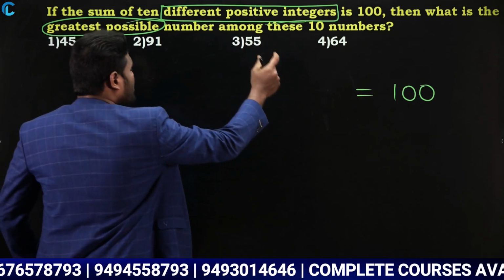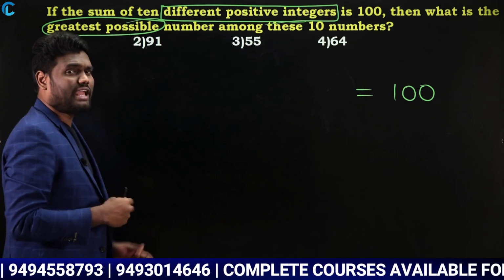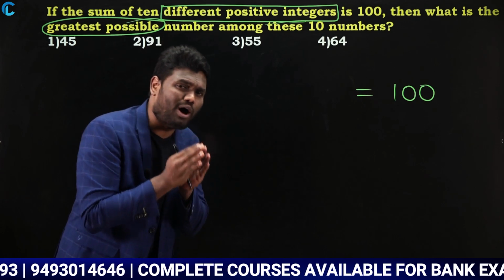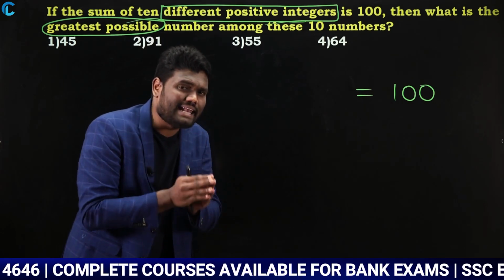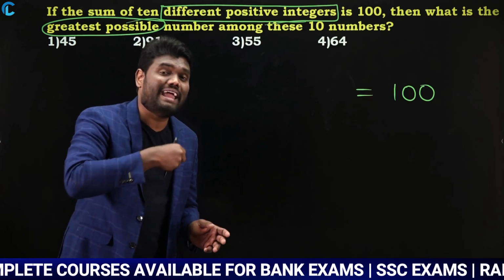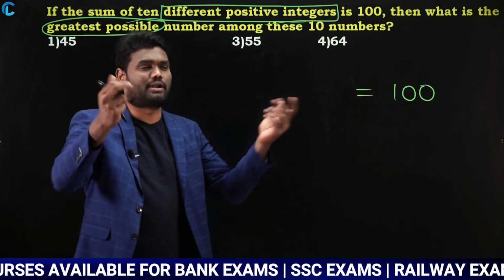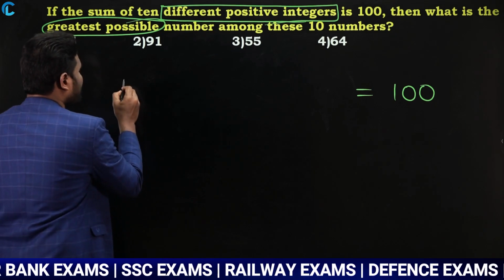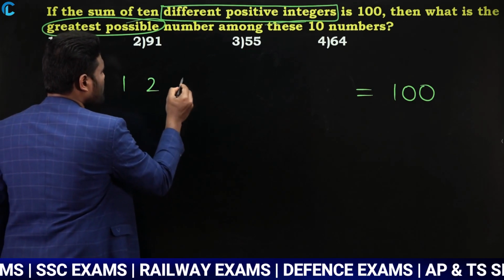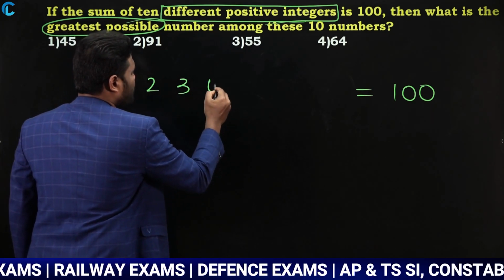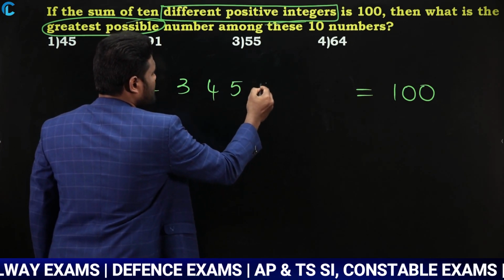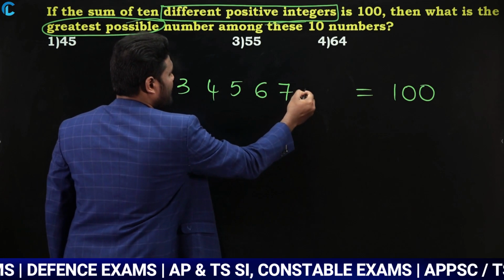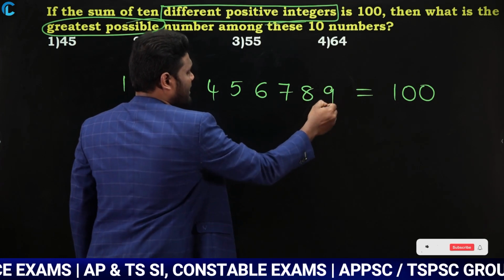Out of those 10 numbers, I am trying to take 9 numbers as the smallest numbers. If I take 9 numbers as the smallest numbers, then I can make the 10th number the highest number. Okay. Now as the numbers should be different, I am taking numbers as 1 2 3 4 5 6 7 8 9.